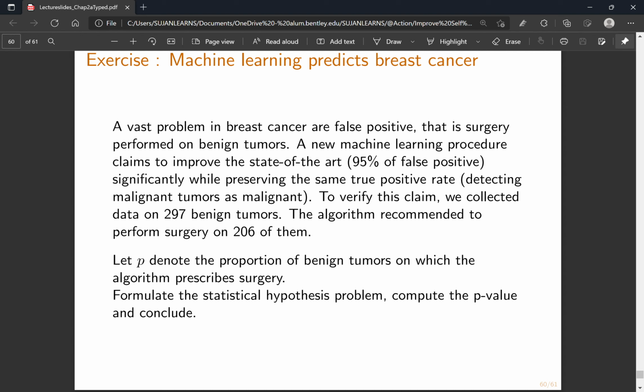We need to take control of this false alarm, the same way as we need to take control of type 1 error, because they are both dangerous. You don't want to go through surgery if it is a benign tumor. You want to do surgery only when it is a cancerous tumor.